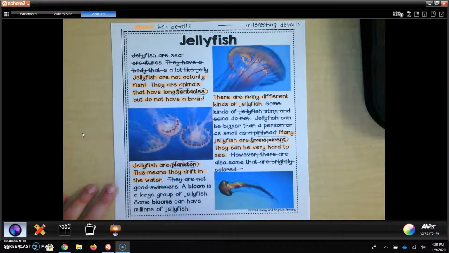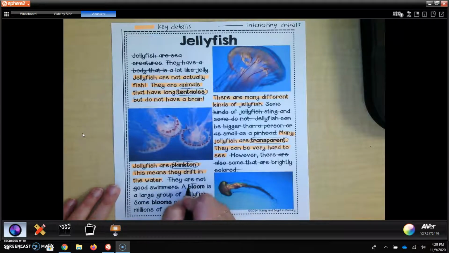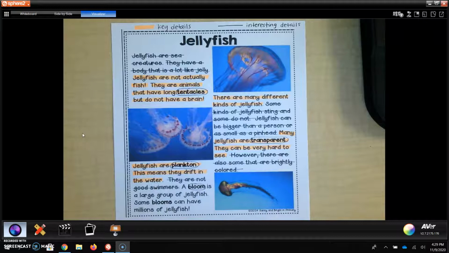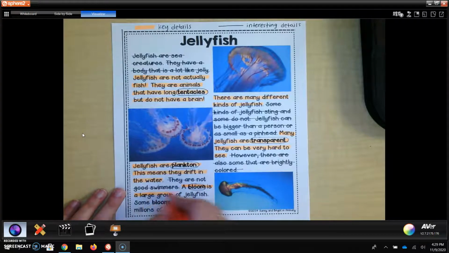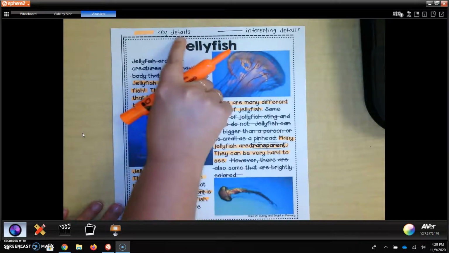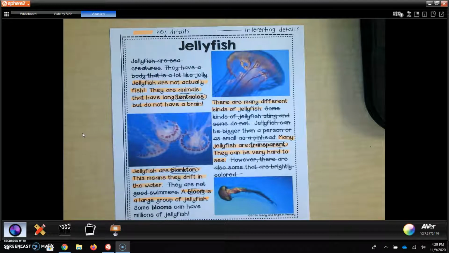A bloom is a large group of jellyfish. Ooh, another bolded word. That means that's an important word for us to know. So I'm going to highlight: a bloom is a large group of jellyfish. I would say that is a key detail because a lot of times when you're learning about animals, it's important to know what, if you see a large group of that animal, it's called. Like when you see a large group of fish, it's a school of fish. Or when you see a large group of lions, it's a pride of lions. So it's important to know what a group of jellyfish is called.